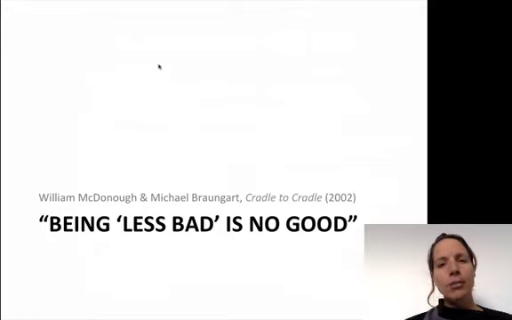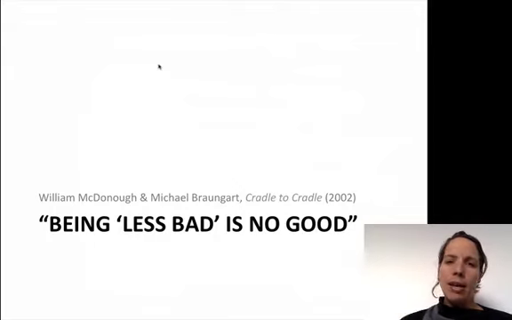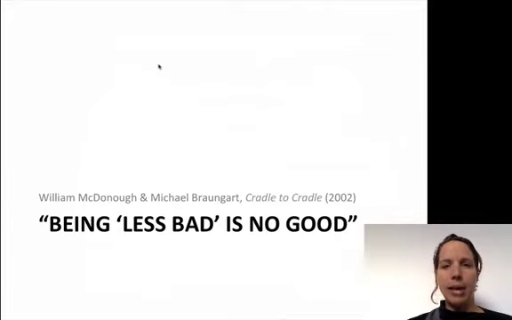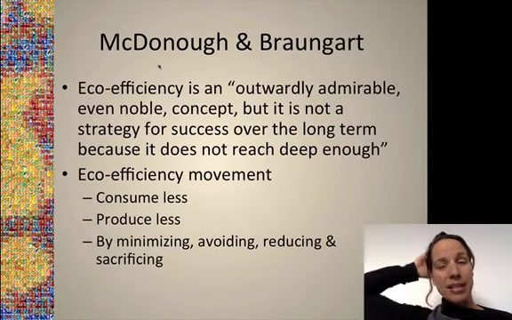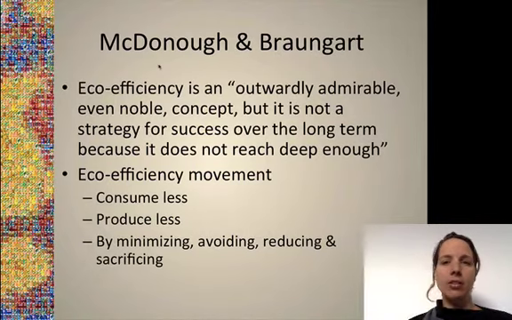But when we talk about eco-efficiency, we're talking about improving the efficiency of the organisation, definitely, but it's not necessarily doing good. So the authors of Cradle to Cradle talk about this idea: is eco-efficiency really about doing good, or is it just about being less bad? So they question eco-efficiency and suggest that actually being less bad is not good. McDonough and Braungart suggest that eco-efficiency is admirable for sure, and it can be the starting point, but it's not a strategy for long-term success.